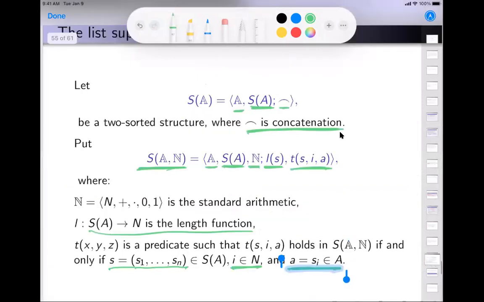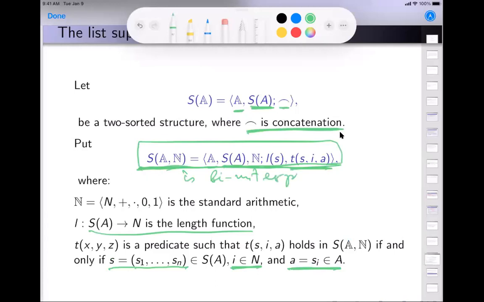What is not difficult to show is that this list superstructure is bi-interpretable with HF of A. So you can freely use the lists instead of HF of A, and it's more convenient quite often. So it's a different form of weak second order logic, which is more to the point of standard kind of using tuples, coordinates, and so on.